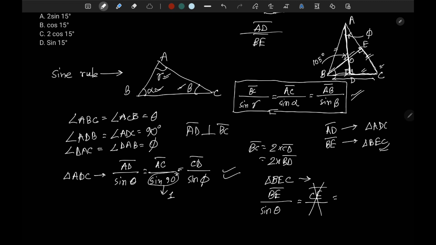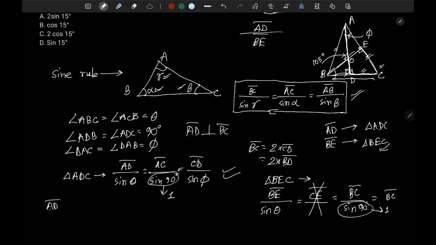The third side is what? BC, right? BC by the angle opposite to BC is BEC, which is also 90 degree because BE is perpendicular to AC. So this is sine 90, or this will be only BC. Why? Because sine 90 is equal to 1. Okay, so actually what do we have?